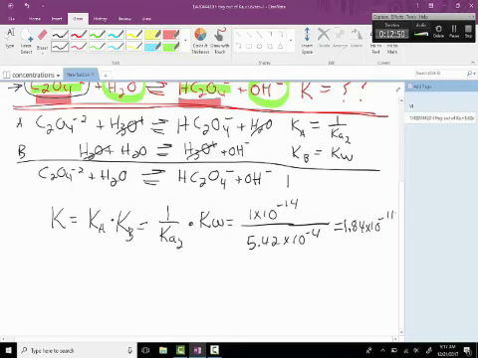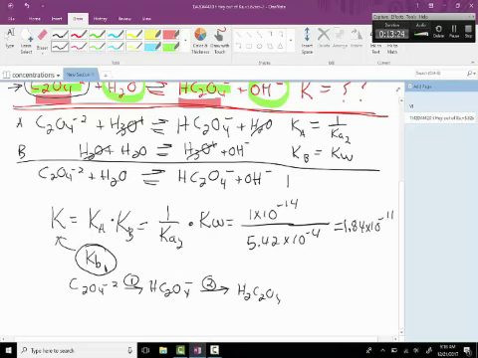Okay, so now this K here is called Kb1. That's because it's the first base reaction: I get C2O4 minus 2 going to HC2O4 minus, that's the first basic reaction, and then that goes to H2C2O4, and that's the second one. So it turns out that Kb1, the first basic reaction from this thing, is equal to Kw divided by Ka2.